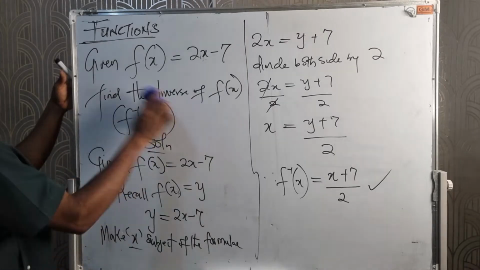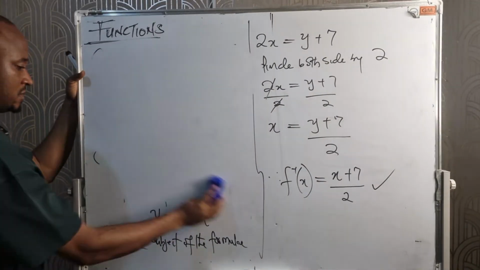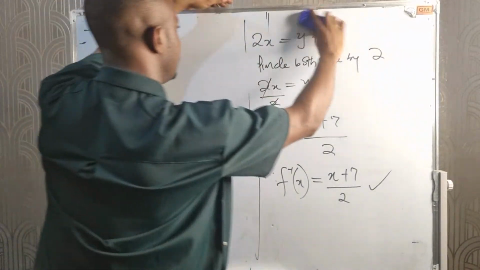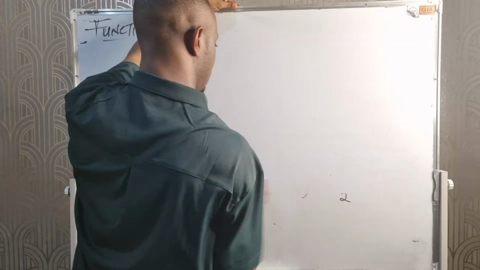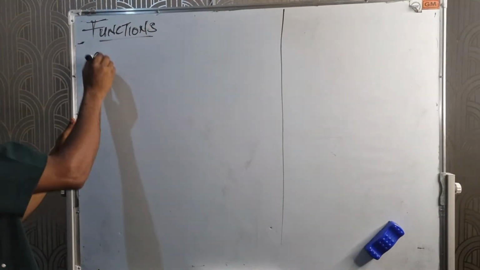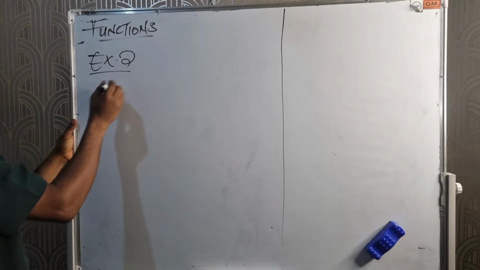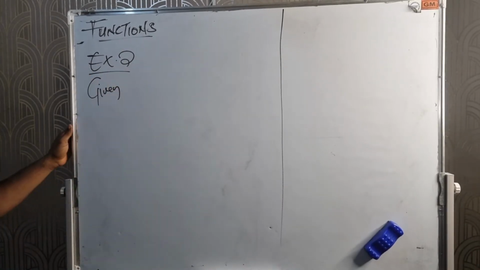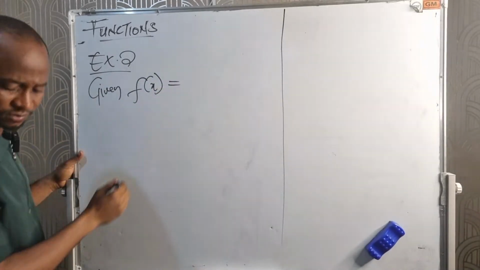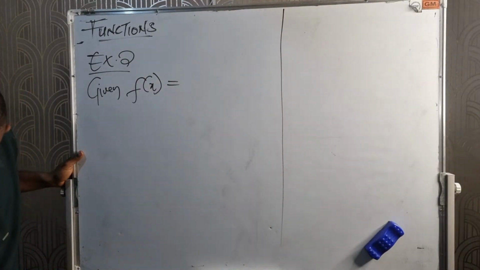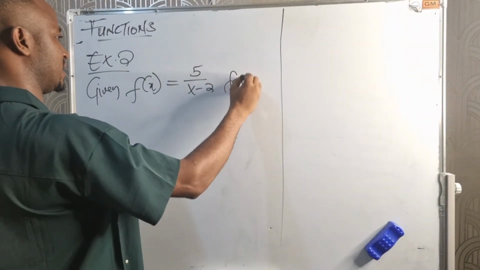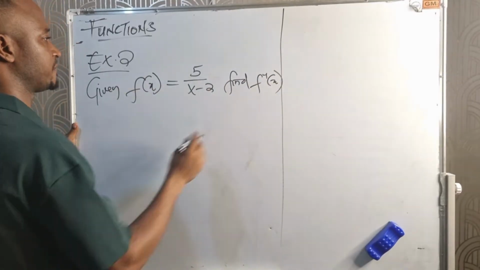Okay, let's look at this example. Under rational function, Example 2, under inverse. Here we are given f of x equals 5 divided by x minus 2. Find f inverse of x. Okay, let's look at this.